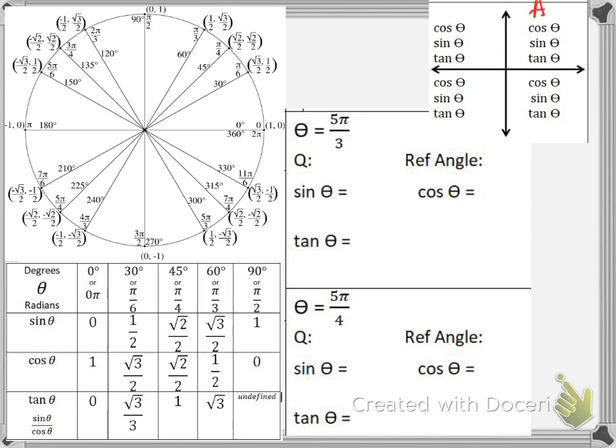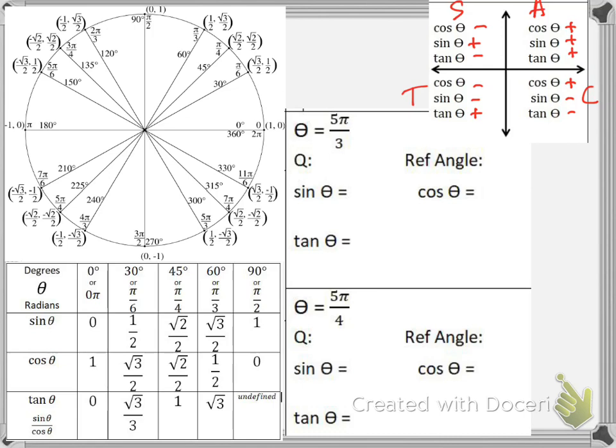All Students Take Calculus: in this section they're all positive, in this section sine is positive, everything else is negative, in this section tangent is positive, everything else is negative, in this section cosine is positive, everything else is negative. That'll help us as we go.